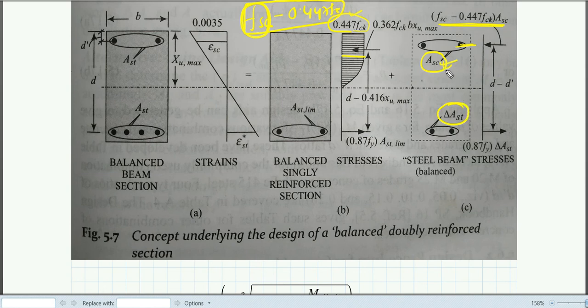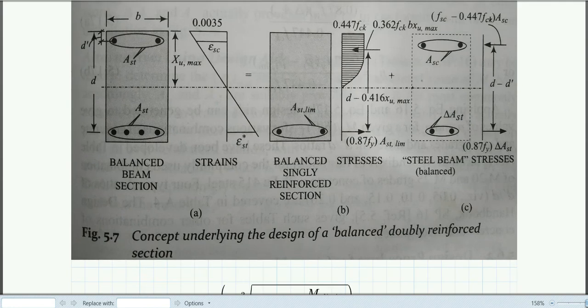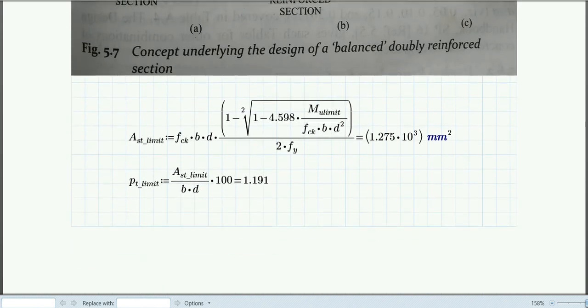So another small amount of delta AST is provided, which is in relation to the amount of compression steel you have provided. Another amount of tension steel is provided at the bottom in relation to the compression steel that you have provided. Understood? So let's see in the next page. I hope you have understood this particular drawing. We will be using this concept in our later designs.